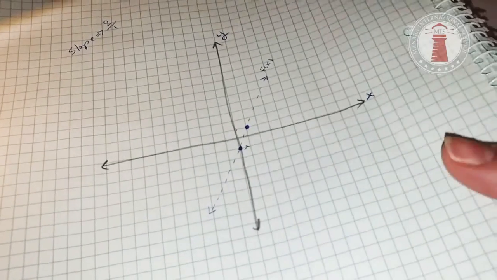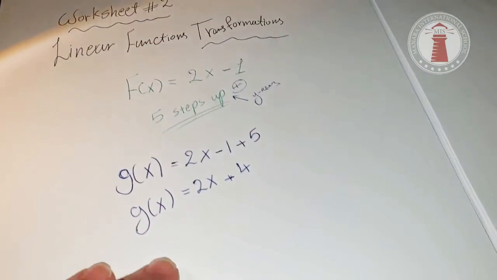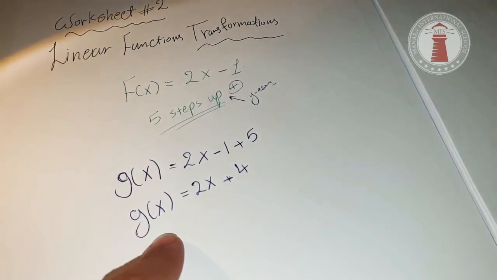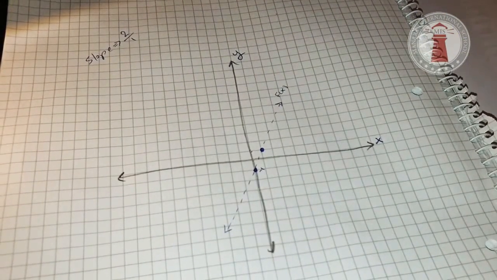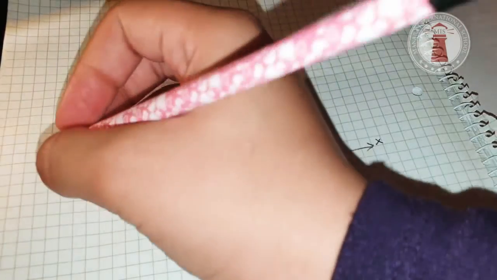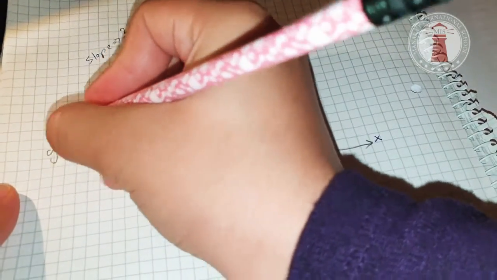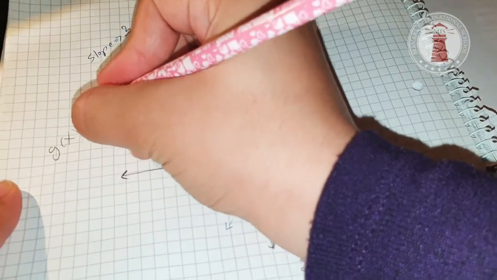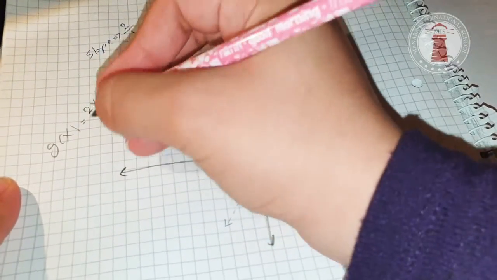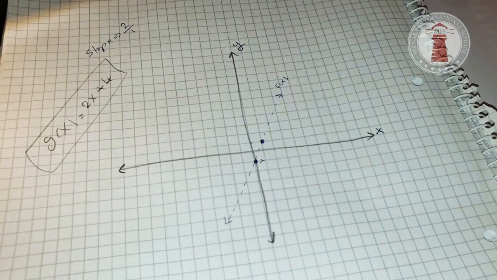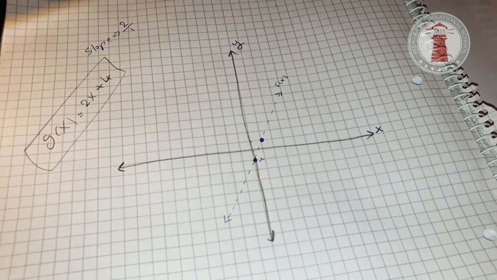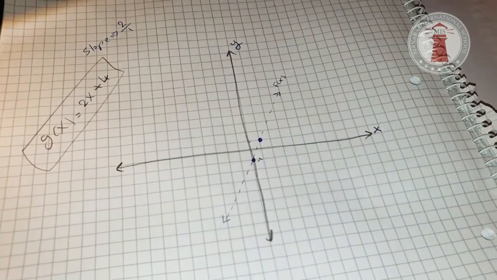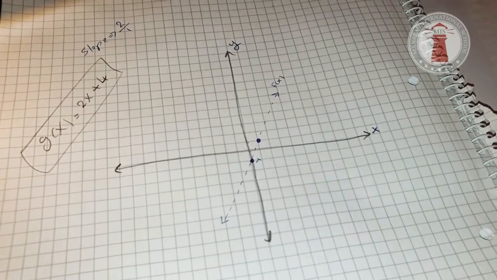Now let's see how this was translated. When we did it without graphing, when we did it algebraically right here, we got a new function that is 2x plus 4. Let's see if we graph the 2x plus 4, what do we get? Okay, g of x right here. g of x is equal to 2x plus 4. That's the new one that we're going to just graph and see the difference. Let's make it in another color. Okay, let's just graph it first and then we'll talk about this.